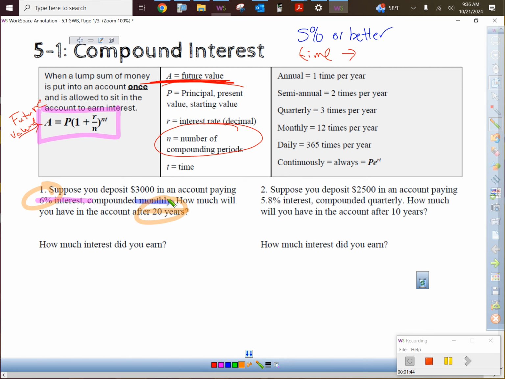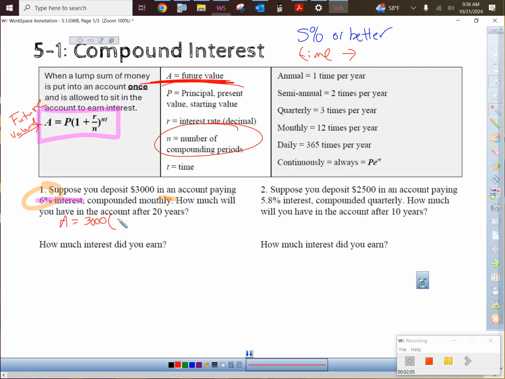So here's what we'll do. They say, what is the future value? That's what homework will ask when they say, how much will you have in the account? That's asking you to find the future value. So I asked that we just kind of write it down so we could type it in our calculator. We'll start with A equals. Our principal is $3,000. And then inside the parentheses, the formula, we're just following it right here.